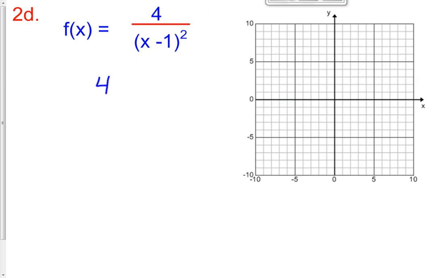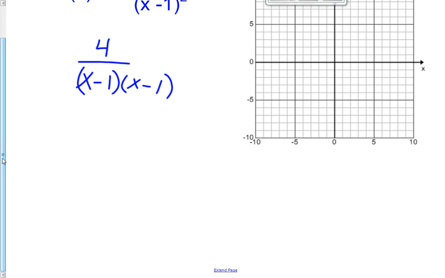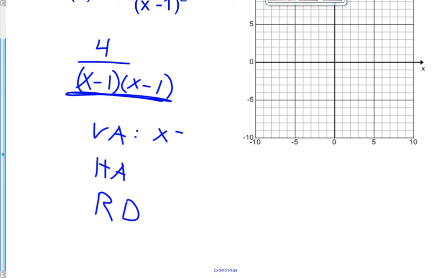So we have 4 over really x minus 1 times x minus 1, but there's no factors that cancel or anything like that. So this is as far as we can reduce it. So we have our vertical asymptote and our horizontal asymptote and our removable discontinuity. Our vertical asymptote, there's 2 factors, but just one asymptote because they're the same factor. So it's the line x equals 1. And there were no terms that canceled, so that means there is no removable discontinuity.